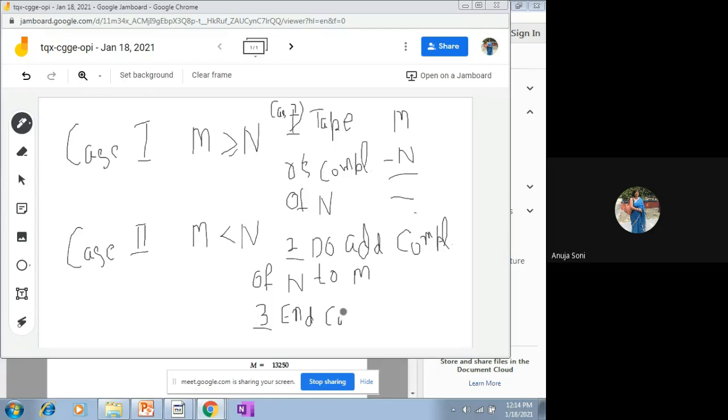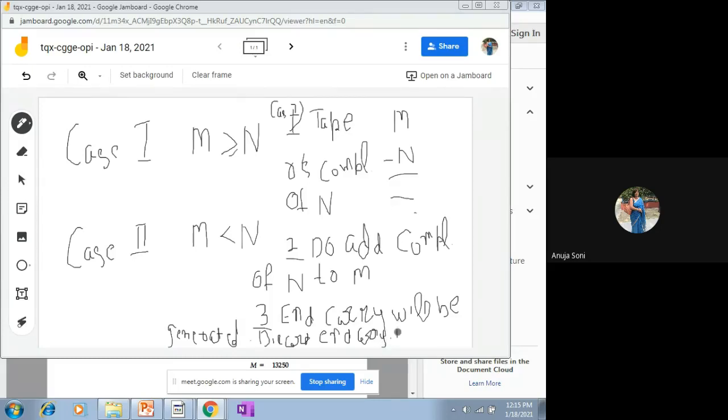The end carry will be generated, and you have to discard that end carry generated. Discard this end carry. We'll take an example later on. Discard the end carry, and the remaining value will work as the final result.